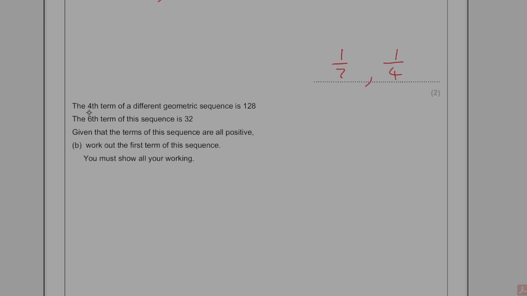Right, so the first term of a different geometric sequence is 128. The sixth term is 32. Given that the terms of the sequence are all positive, work out the first term of the sequence.